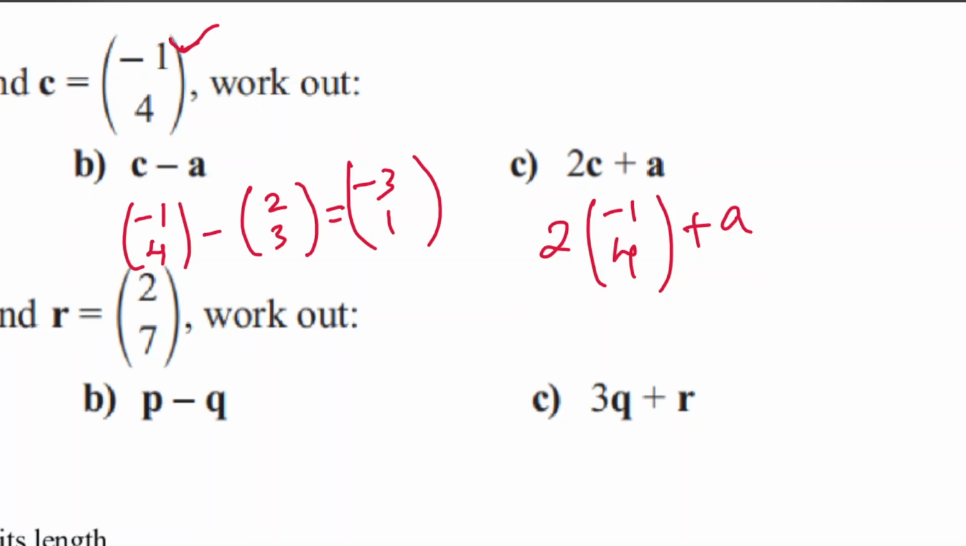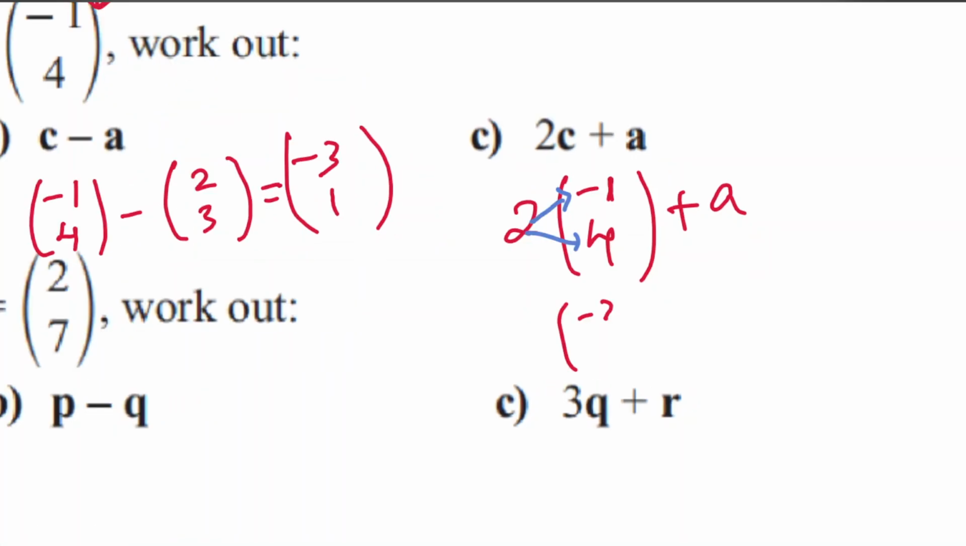So in multiplication, you have to multiply this with this and this with this. 2 times minus 1 is what? Minus 2, and 2 times 4 is what? 8. Plus, I did not write the a vector. So this is a vector. I should have written the a vector. What is a vector? a vector is (2, 3). So I have to add 2 and 3 with this one.